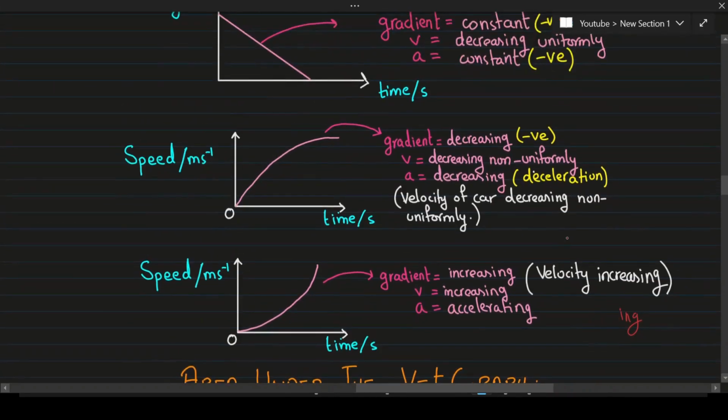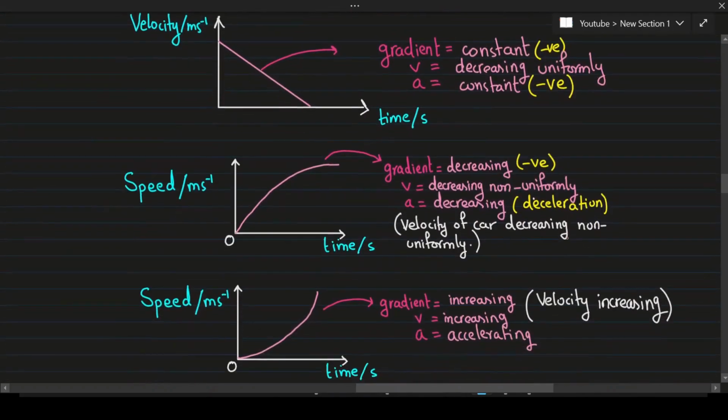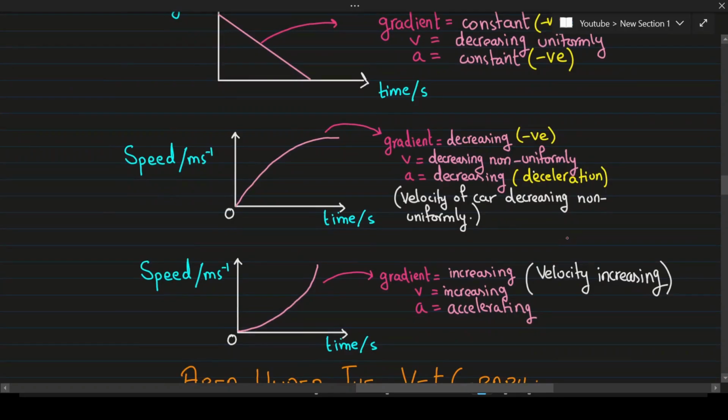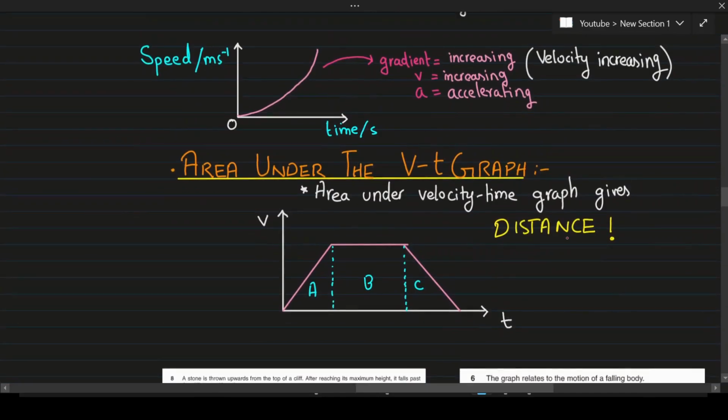So these were the graphs of velocity-time and distance or displacement-time graphs. There are also acceleration-time graphs, but they are easy if you get these graphs. Then we have a very easy concept of area under the graph. Area under which graph? Velocity-time graph. Area under the velocity-time graph gives you what? Distance, or it could be displacement. So we just need to find the area.